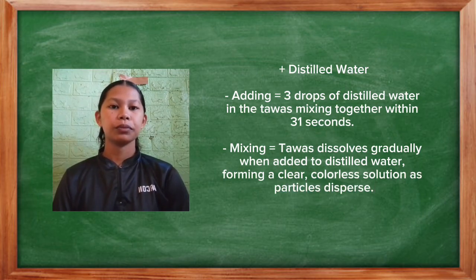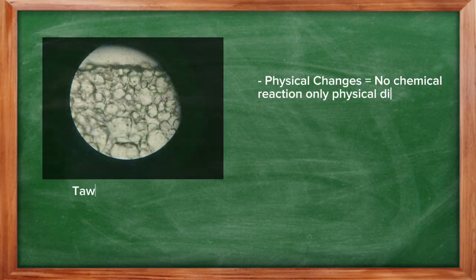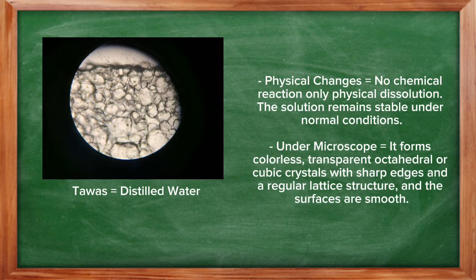Distilled water. Adding 3 drops of distilled water in the tawas, mixing together within 31 seconds. Mixing. Tawas dissolves gradually when added to distilled water, forming a clear, colorless solution as particles disperse. Physical changes. No chemical reaction, only physical dissolution. The solution remains stable under normal conditions.